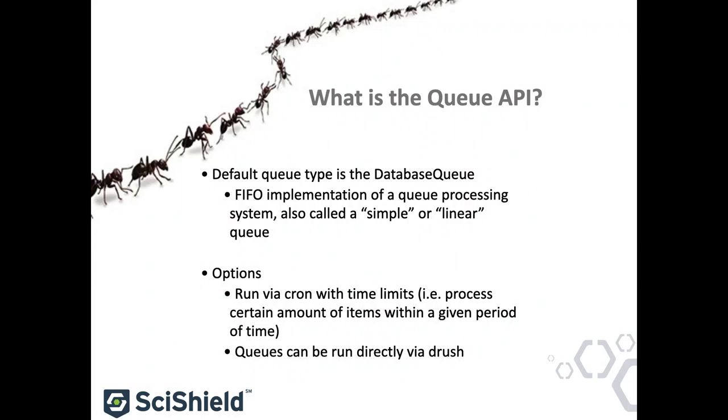The default queue type for the database queue is a FIFO queue, so first in, first out. It's also called a simple queue or a linear queue. An item comes in, and an item goes out. You can run these via cron automatically with time limits, and we'll talk about what that looks like. You can also run queues individually using Drush, the Drupal shell. In technical speak, the end of the queue is called the rear and the top of the queue is called the front, so you might see those words instead.